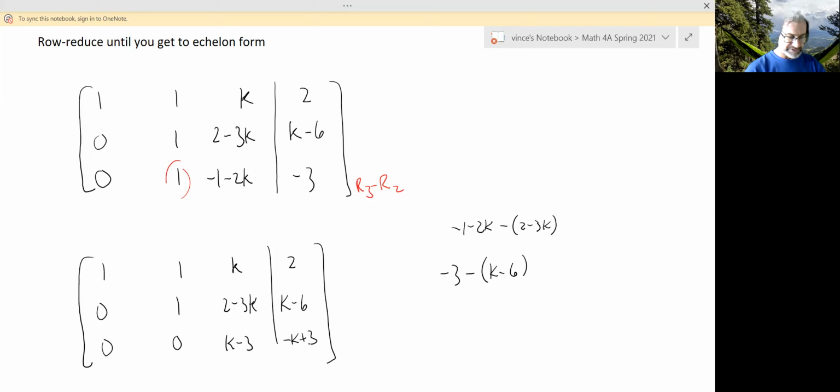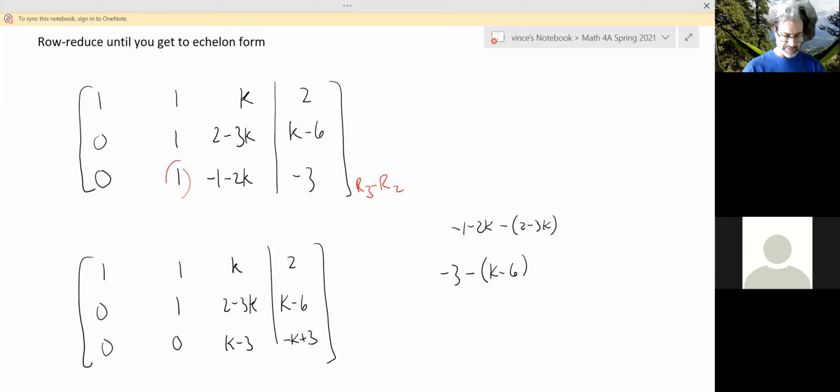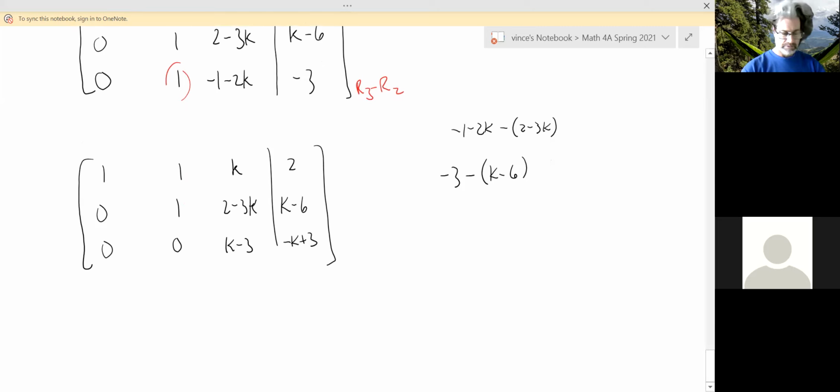That all work out for you guys? You follow it? We're just combining the values just the way we normally would. We just don't know what k is, so we have to leave it k, but we can still do the algebra. All right. At this point, we're in echelon form. Okay, so here it is in echelon form.